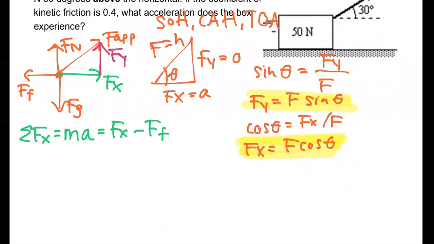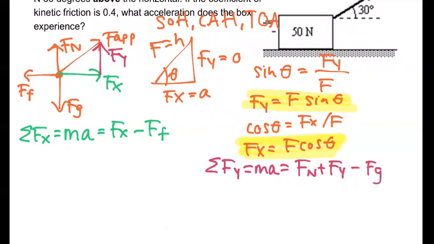Now let's look at the other direction. I'm going to work a little bit down here. Sum of forces in the y direction equals mass times acceleration, which gives me force normal plus the force in the y direction minus force gravity. So you'll notice here that force normal is not equal to force gravity because we have another force in that direction. Now my end goal is to get this acceleration right here, this horizontal acceleration. However, I kind of need to fill in the pieces to get there.